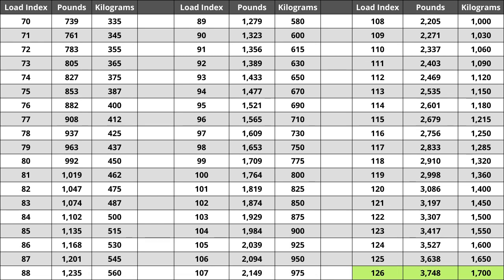So for the tire we are looking at today, the load index of 126 represents a weight capacity of 3,748 pounds. For my metric system using friends, that would be a capacity of 1,700 kilograms.